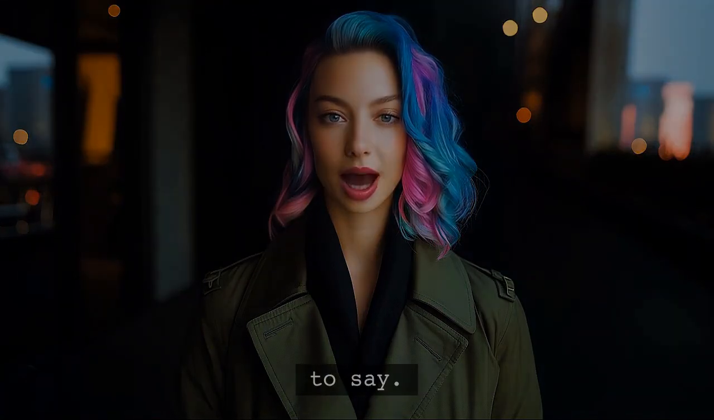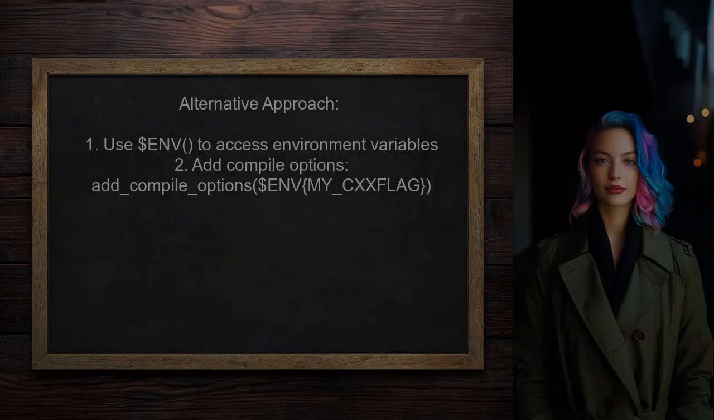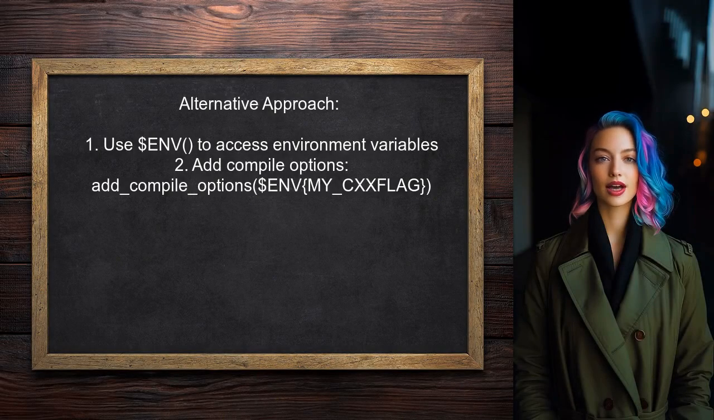Let's see what someone else had to say. An alternative approach shared by a user involves using the $ENV operator to access environment variables in your CMakeLists.txt file. They suggest adding compile options like this: add_compile_options with the environment variable MYCXXFLAG.